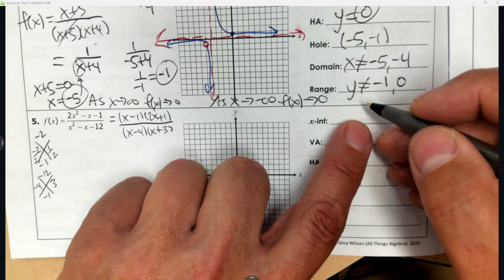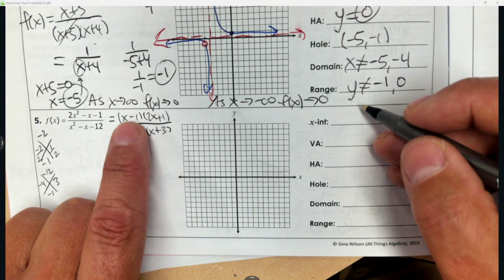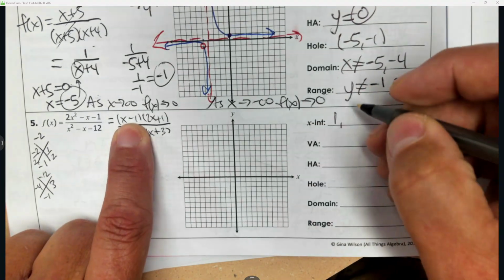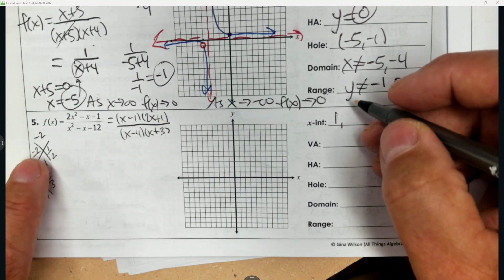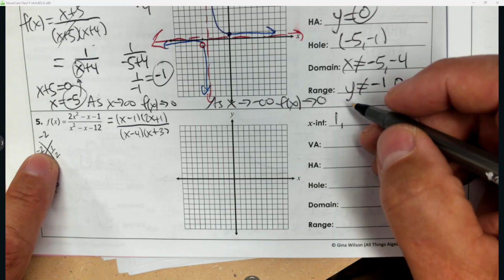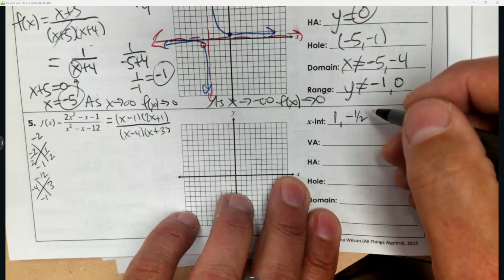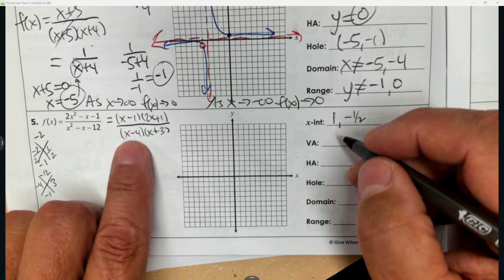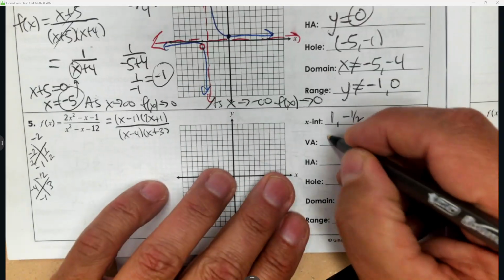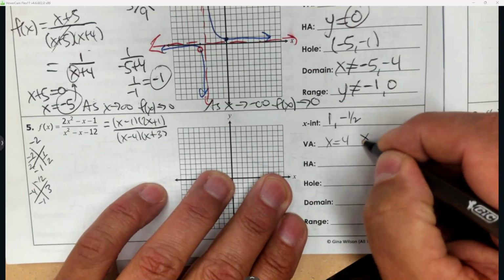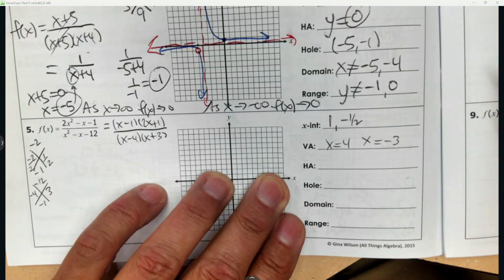So the x-intercepts are the zeros of the numerator. So the 0 here is +1. The 0 here, go back a step, and it's the opposite number, so it's -1/2. The vertical asymptotes are the zeros of the denominator, so that's x equals 4 and x equals -3, the opposite numbers.